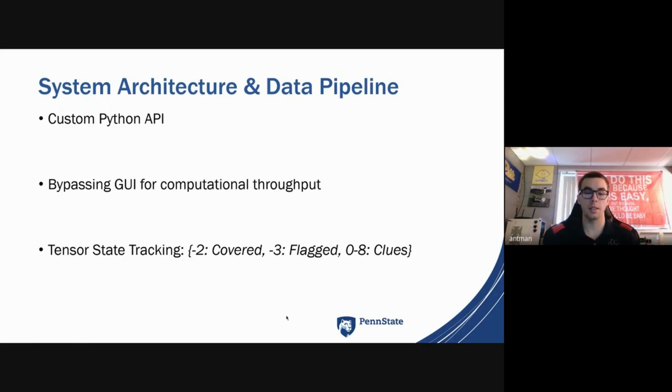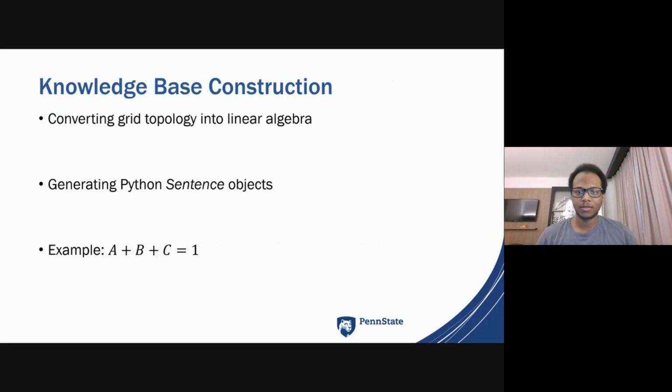Instead, our environment tracks the board internally as a discrete numerical tensor. Covered cells are represented by -2, flags by -3, and clues by positive integers. By vectorizing the board state using NumPy arrays, we allowed the agents to run matrix operations natively and rapidly, executing entire games in fractions of a second.